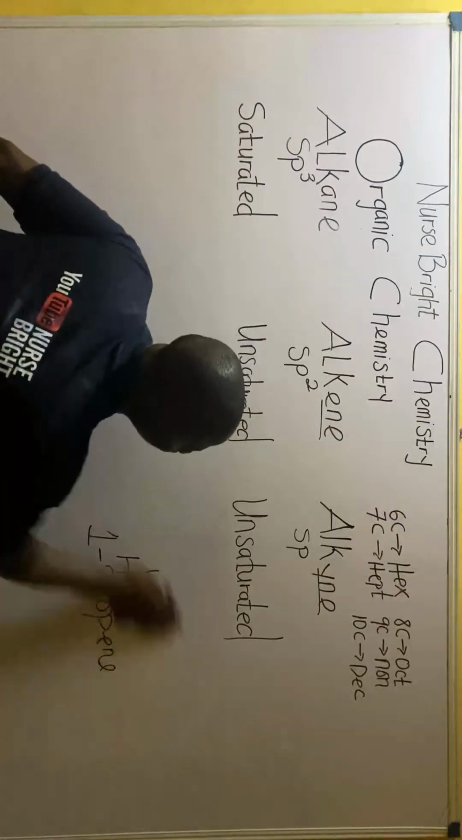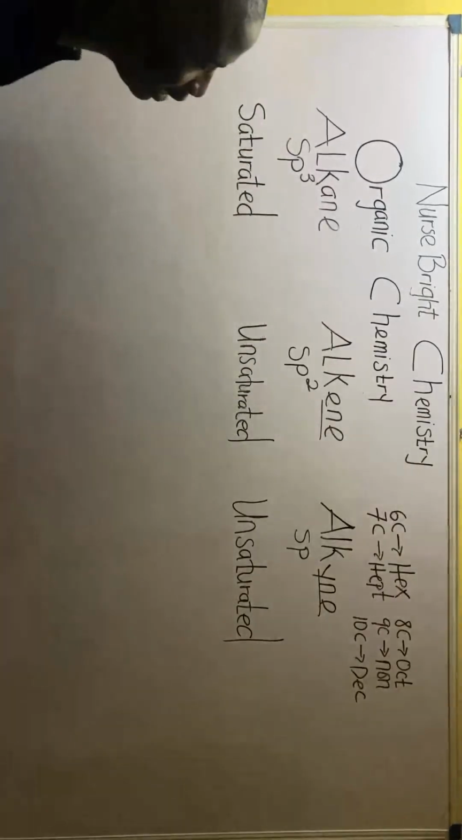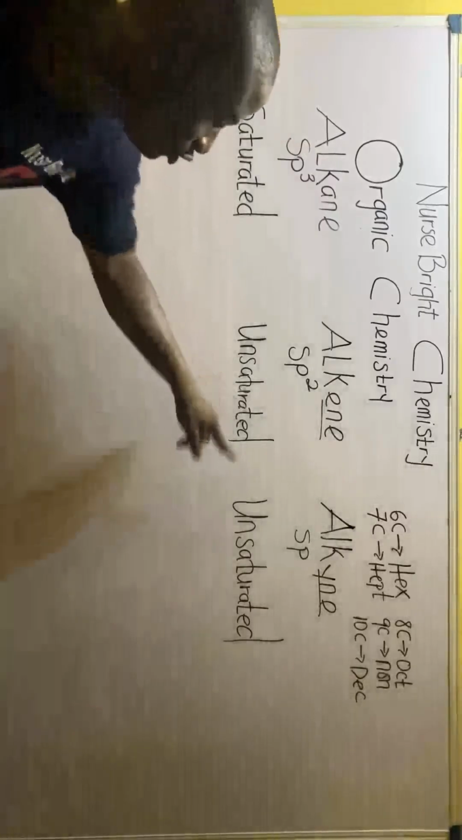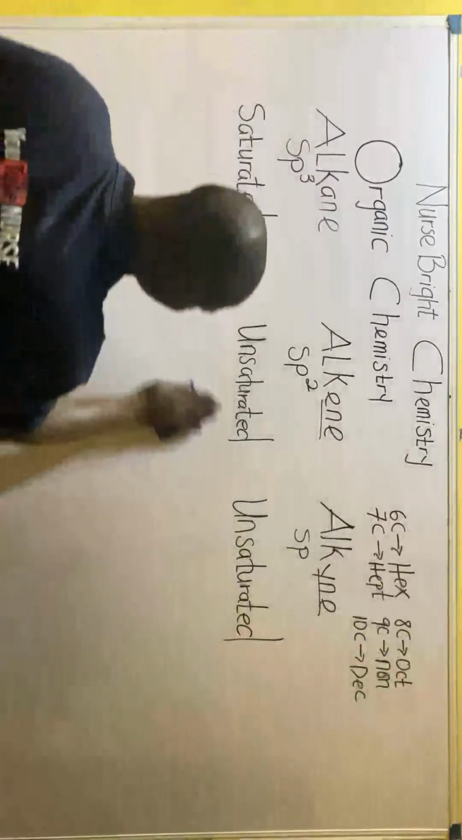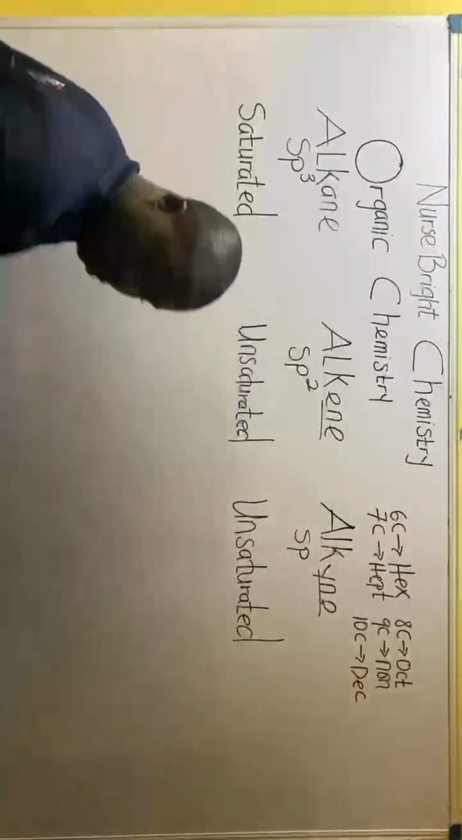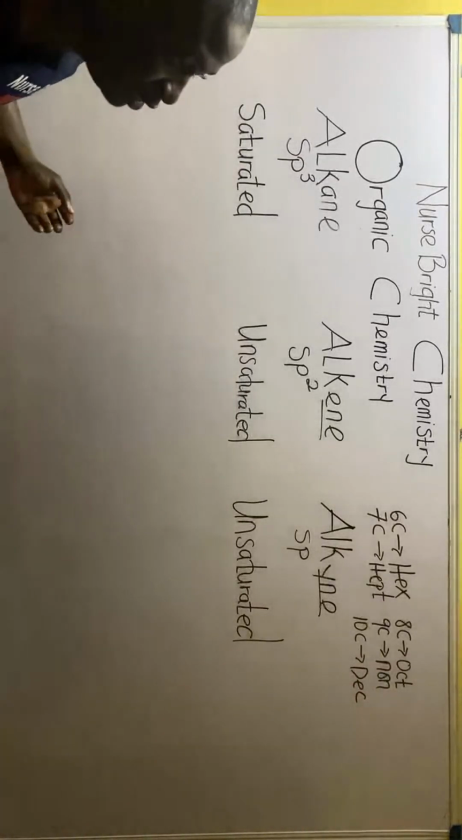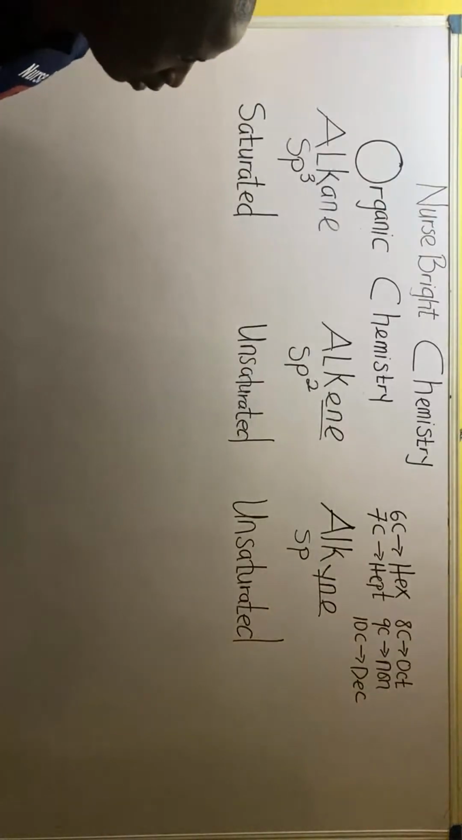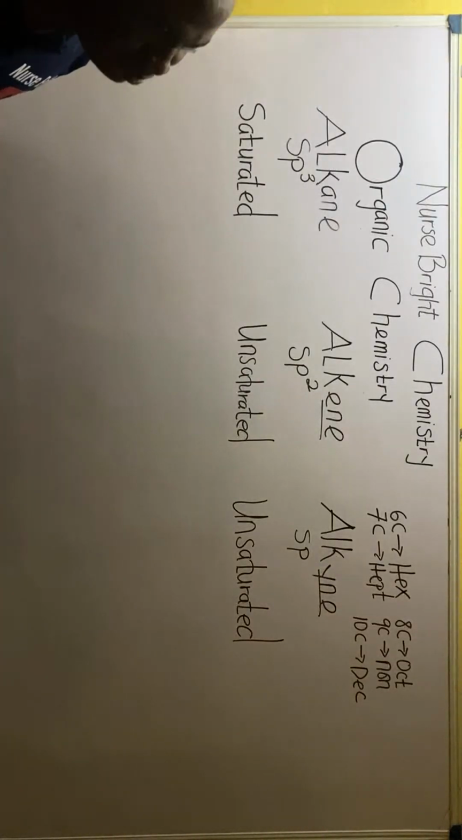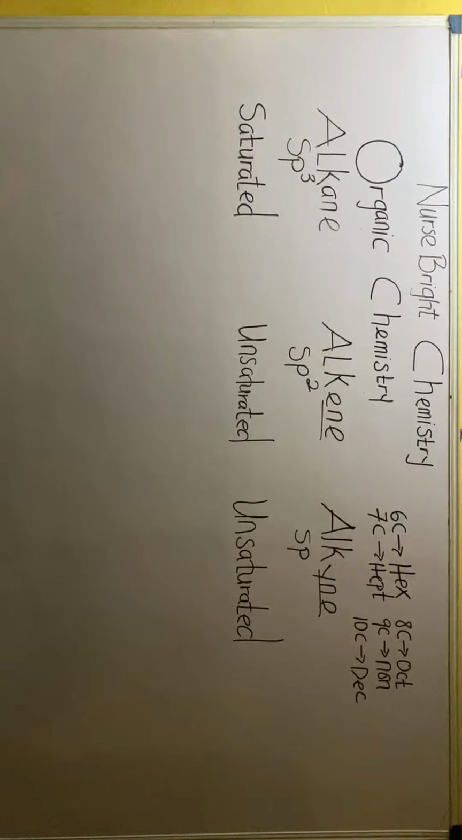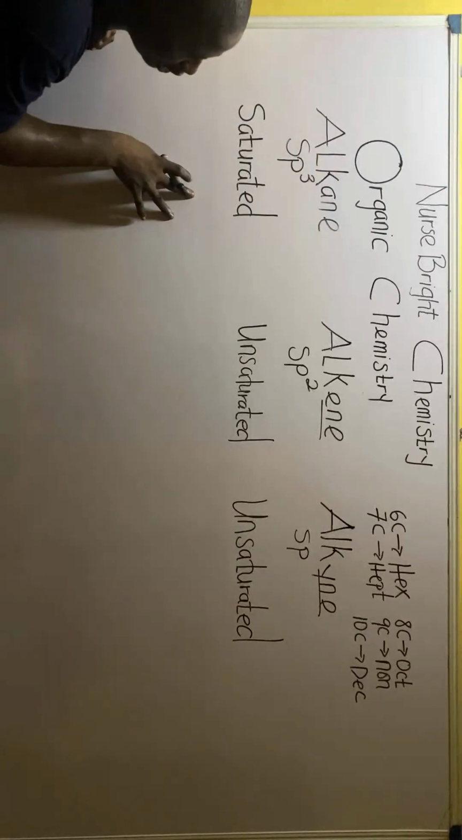Alright, so I've said that already, that alkanes are saturated, and alkenes and alkynes are unsaturated. Now, moving further, there are other things you have to know here. Before I talk about that, let me teach you something else. Now, moving further, the other things you should learn.